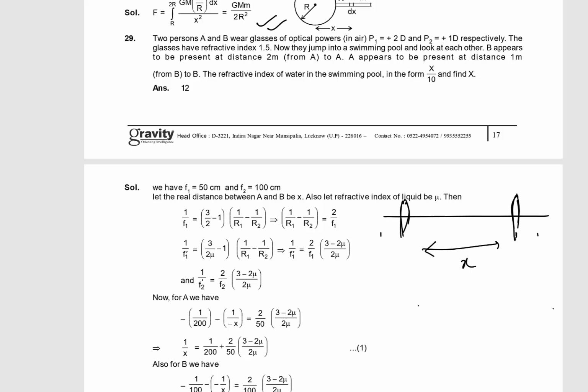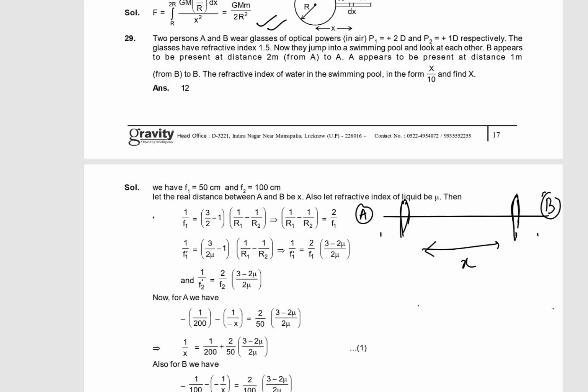Okay, now this person is A, this person is B, right? Now what is given? For A, where does B appear? For A, B appears to be at a distance of 2 meters, right? Okay, before we do something like this, we have power is equal to 1 by focal length. That power is given in air, not in this particular medium. In this particular medium, focal length will change, power will change.